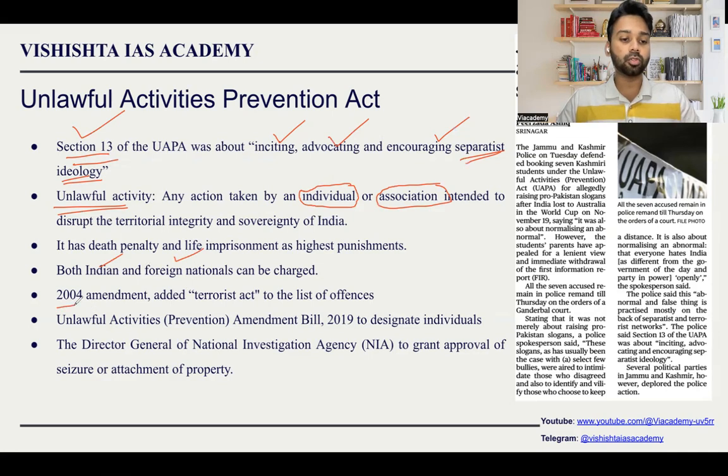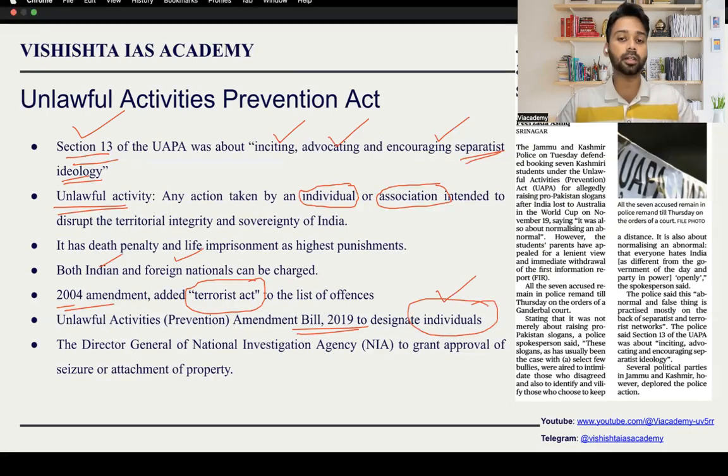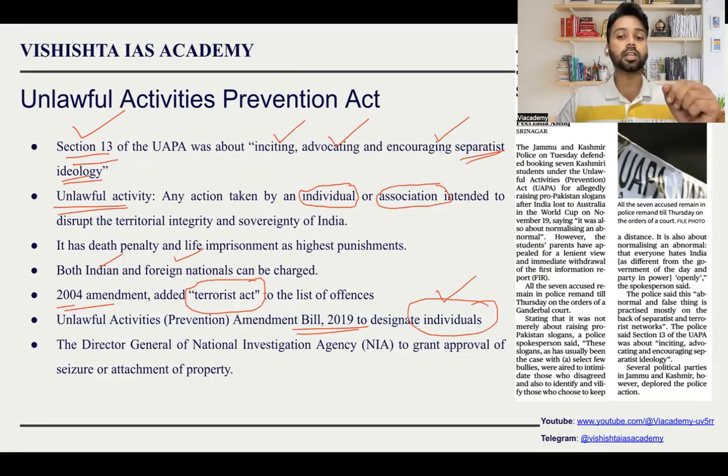prelims examination. In 2004, there was an amendment which added the Terrorist Act to the list of offences. The Unlawful Activities Amendment Bill was introduced in 2019. It became the act also. According to this, they can designate individuals also. Earlier, terrorist organizations were there. Terrorist organizations can be booked. Now, even if you are an individual and if you are doing some terrorist activity, you can also be booked and will be considered completely like a proper terrorist.